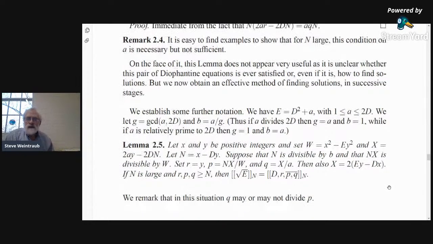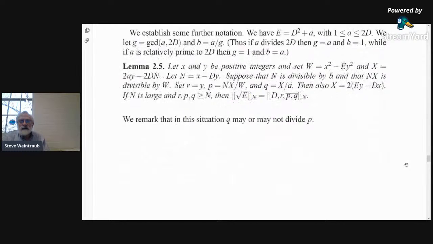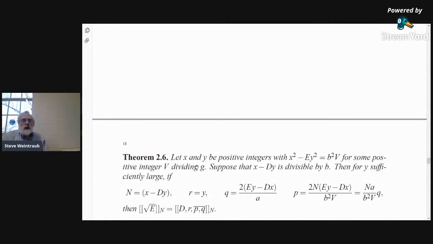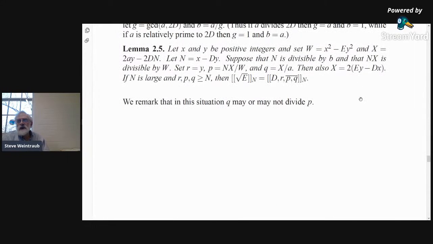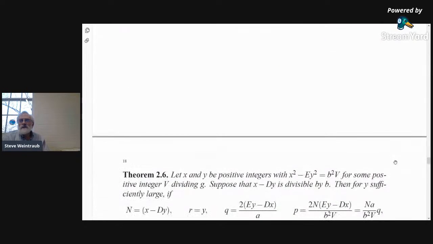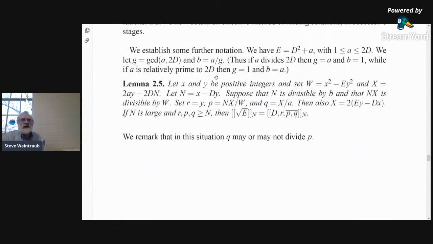So let's look at some special case of Lemma 2.5, not quite as general, but still something that's easier to find. Here, let's suppose we look at x and y positive integers, and x squared minus e times y squared is b squared times capital V for some positive integer capital V dividing g. In other words, I'm supposing I can write capital W as b squared times capital V, where b is this particular integer, b is a over g, a over the GCD of a and 2d.